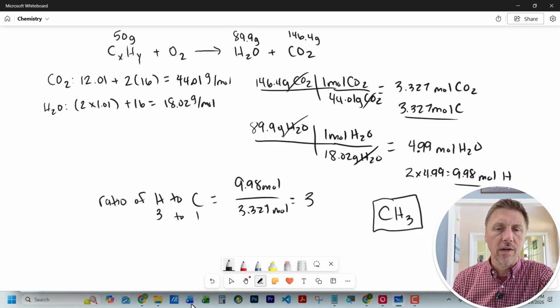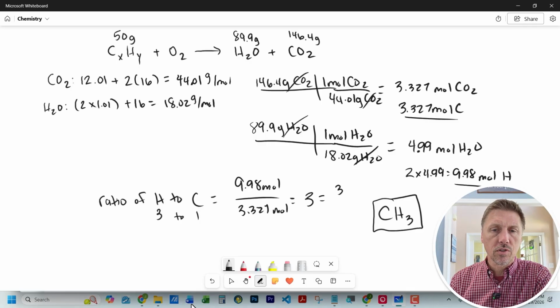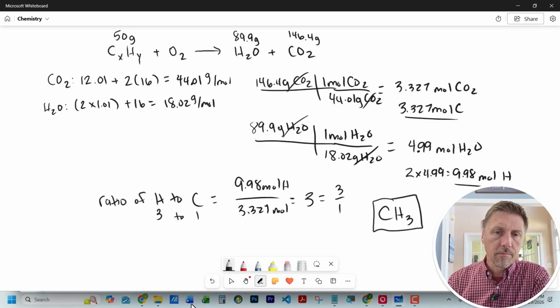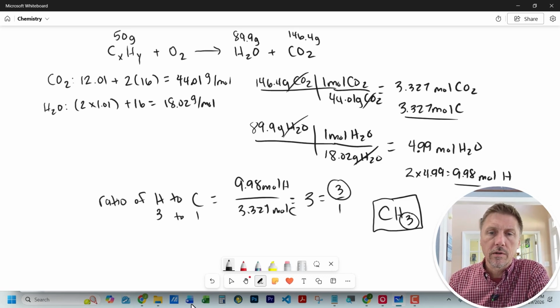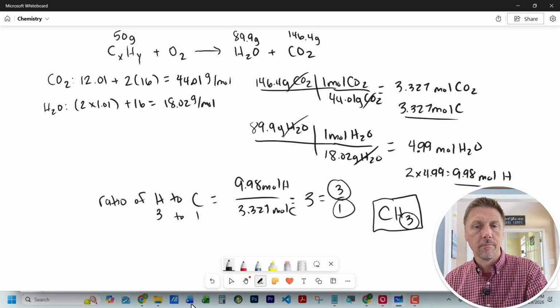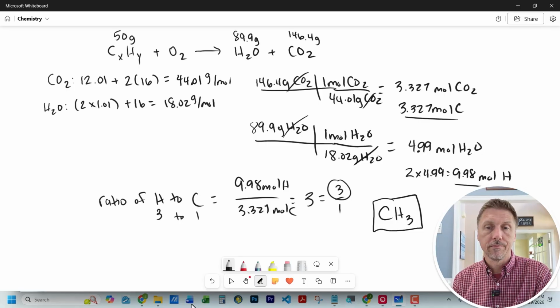You could think of this as a fraction here. 3 is the same as 3 over 1. So H's were what we had on top, C was what we had on the bottom. So we have 3 H's here, and we have one carbon, okay?